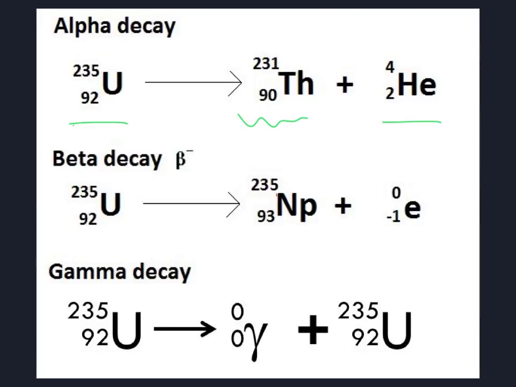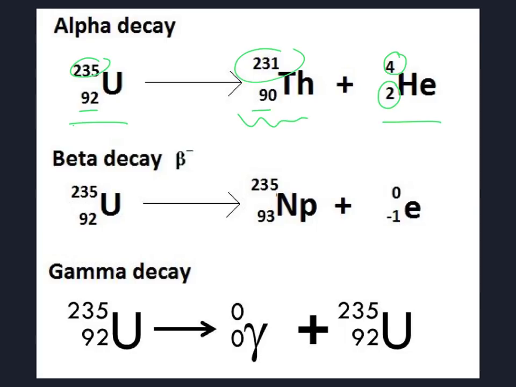Alpha decay, again, is the release of a helium nucleus. So you can see that because it's releasing 2 protons, the atomic number for this went down from 92 to 90. And because it released a total mass of 4, the mass number went from 235 to 231.